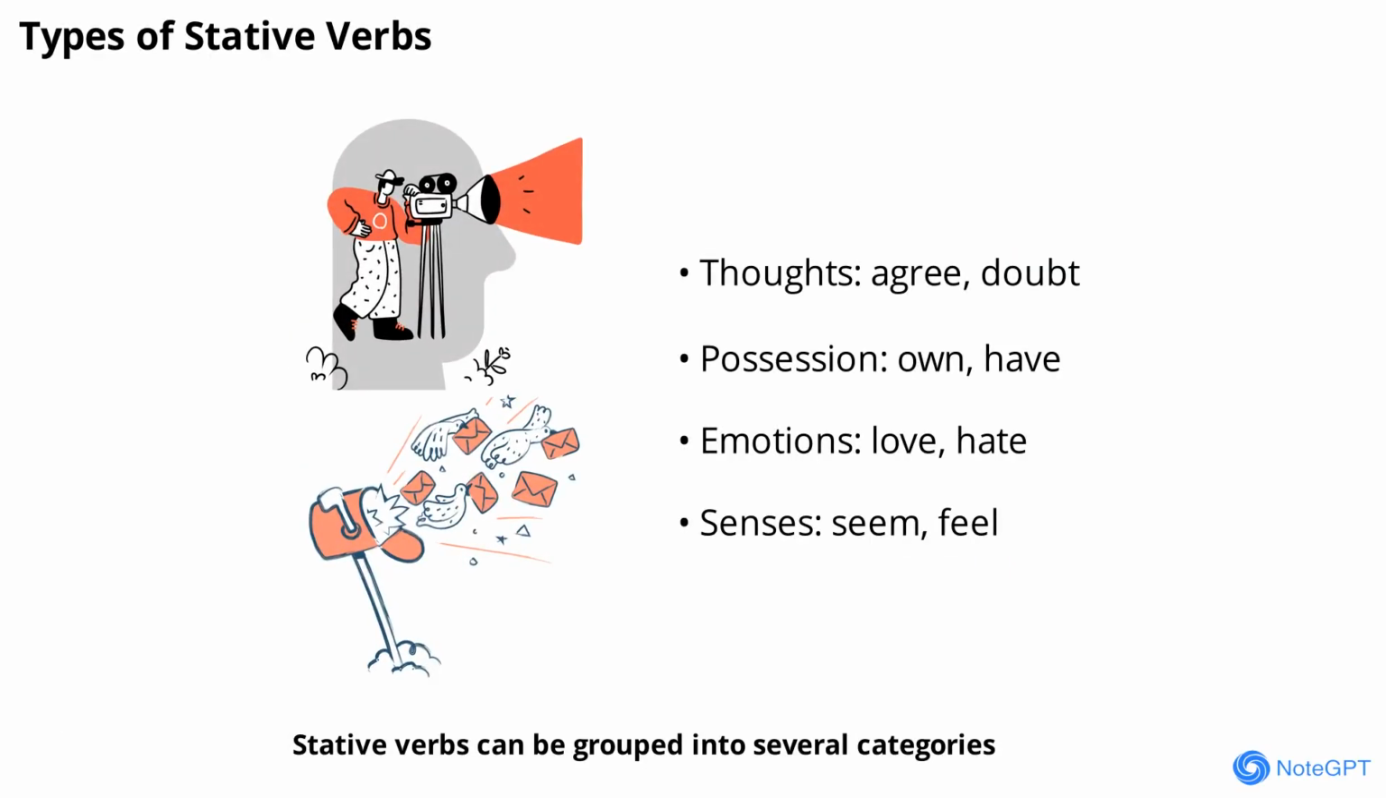Stative verbs can be grouped into several categories. First, we have verbs about thoughts or opinions like agree, recognize, and doubt. Next, there are verbs of possession such as own, possess, belong, and have. Then we find verbs that express emotions, think love, hate, like, fear, and enjoy. Finally, some stative verbs relate to our senses, including seem, look, hear, taste, and feel. Each group helps us describe different aspects of our inner world, making our communication richer and more precise.